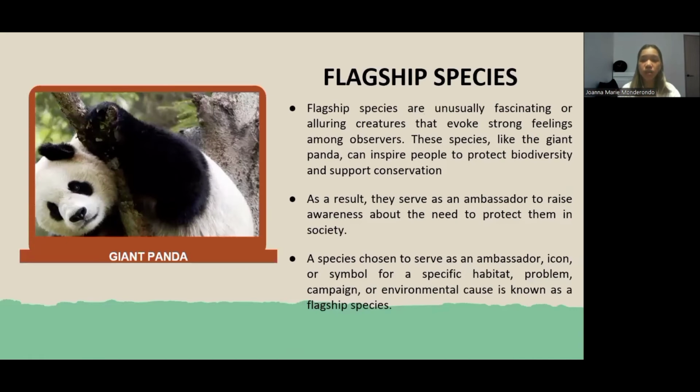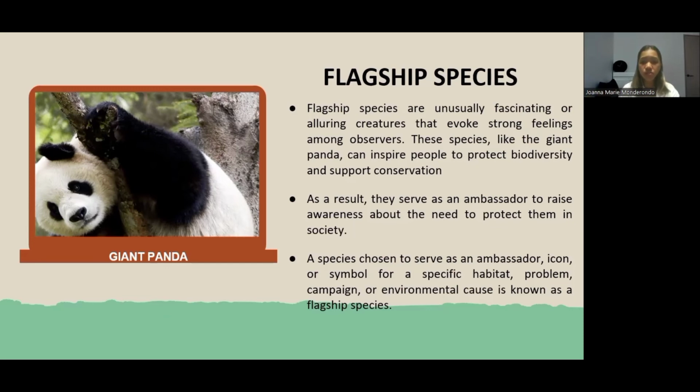Flagship species are unusually fascinating or alluring creatures that evoke strong feelings among observers. These species, like the giant panda, can inspire people to protect biodiversity and support conservation. As a result, they become an ambassador to raise awareness about the need to protect them in society. We don't know na ang giant panda is already endangered, but they became the ambassador in order for us to become aware na we need to protect them.